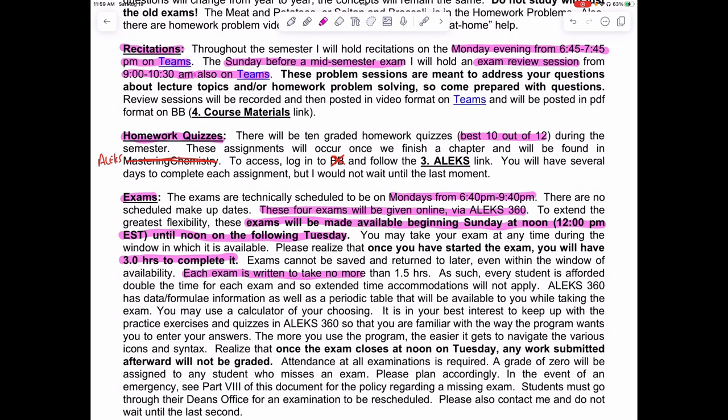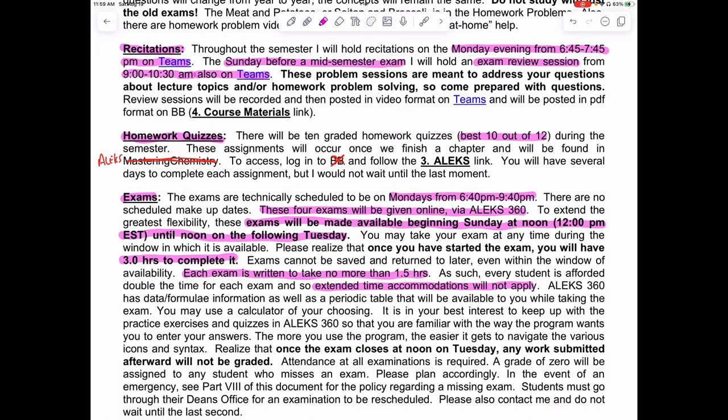Each of the exams that we write take no more than 1.5 hours. I mean, that's for a good student. I'm not saying a really good student, I'm just saying a good student. By that rationale, in terms of access and accommodations, these will not apply to those mid-semester exams. The final will be different. But for the mid-semester exams, the accommodation time thing isn't warranted.